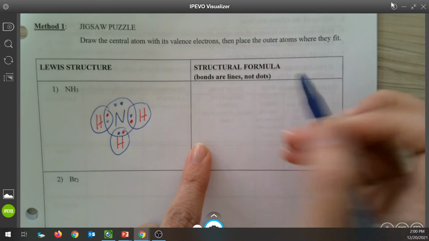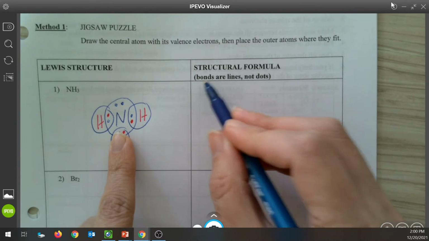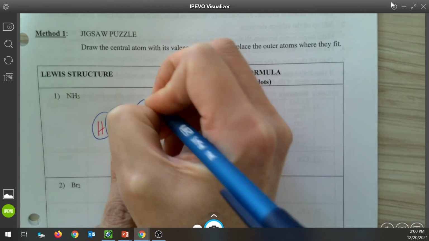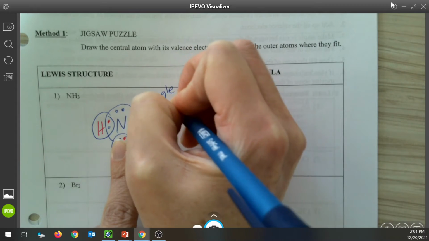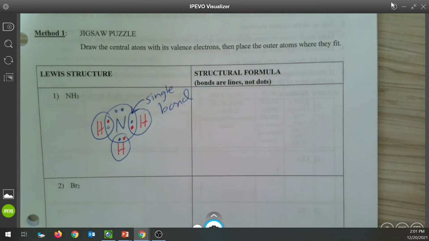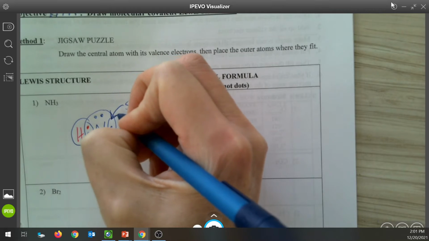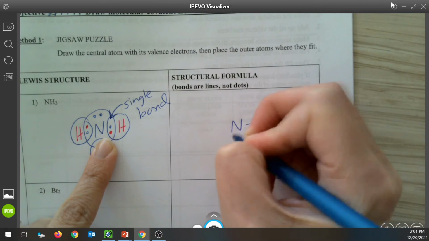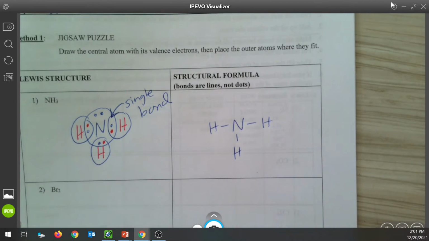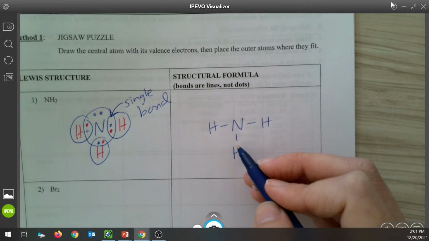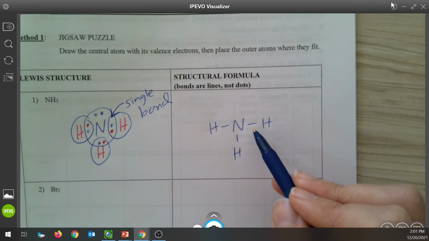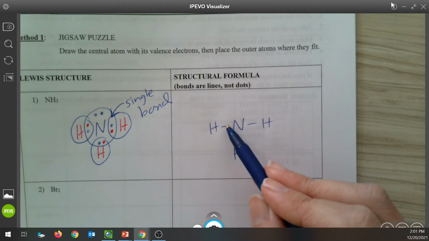Okay, so for the structural formula, it's a lot like the Lewis structure, except we draw the bonds as lines instead of dots. Oh, wait, I forgot this. This right here is a single bond. Did you learn that in biology? 2 electrons is a single bond, right? So when they're sharing 2 electrons, that's a single bond. We get really sick of drawing the dots. So in the structural formula, you just draw the single bond as a line instead of dots. So that's a single bond to H, single bond H, single bond H. And just in your mind, when you see the line, you know that that's 2 electrons being shared, 2 electrons being shared, 2 electrons being shared.